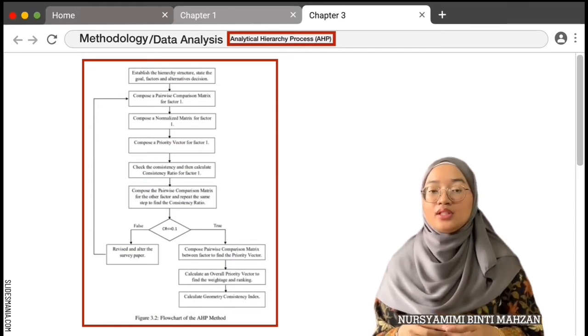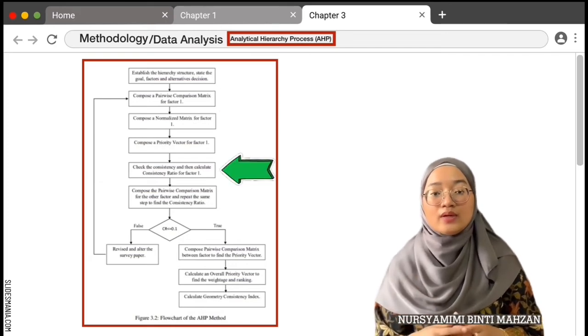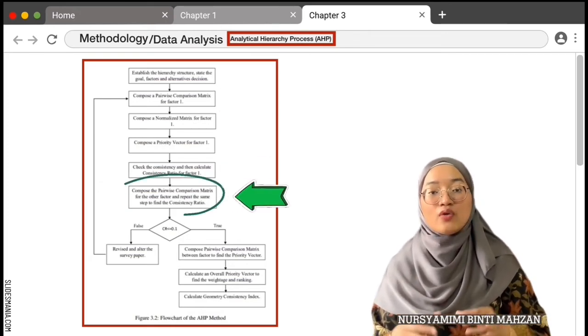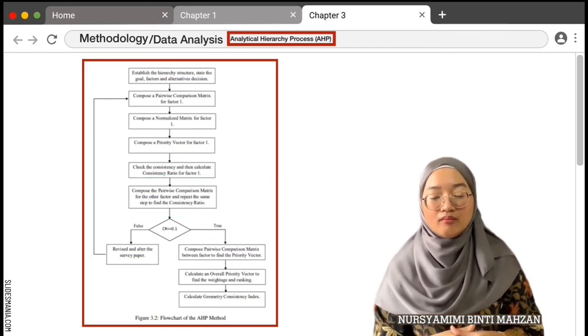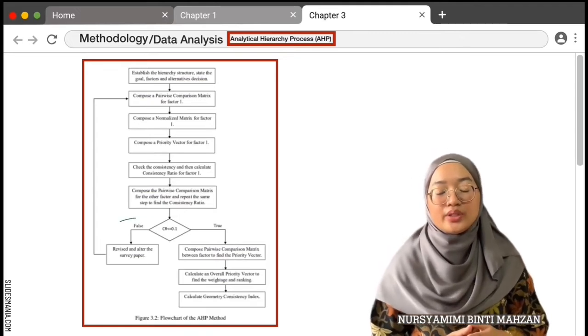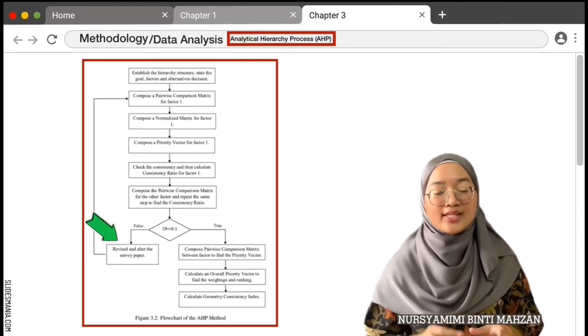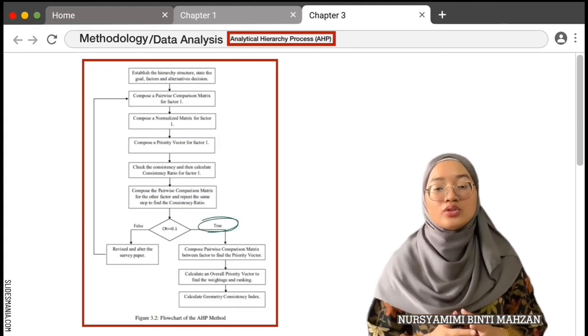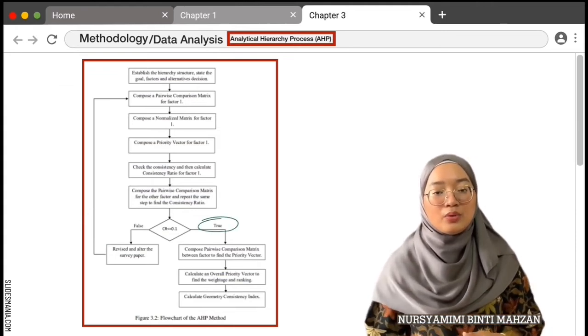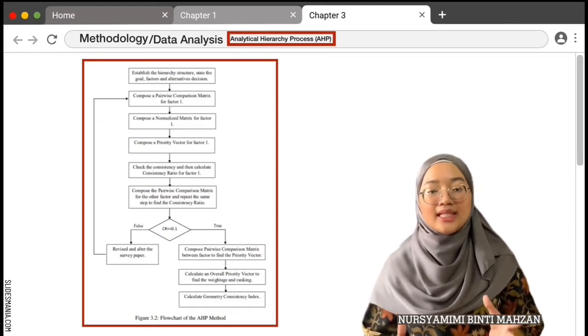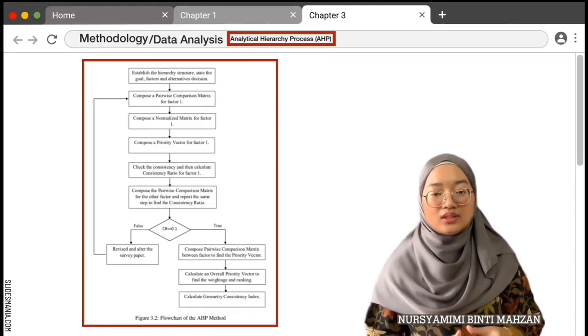Then the steps are repeated from step 2 until step 5. Find the consistency ratio for each of the factors. If the consistency ratio is more than 0.1, then the survey paper needs to be revised and altered. But if the consistency ratio is less than 0.1, then we can continue to calculate for the best alternative.